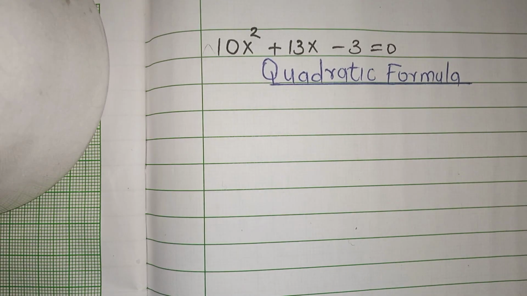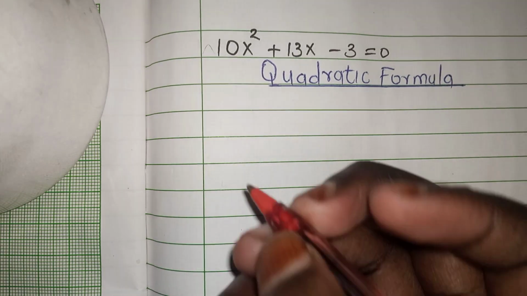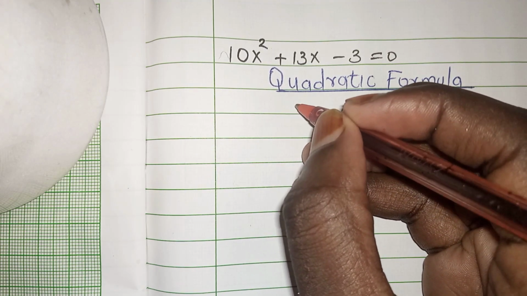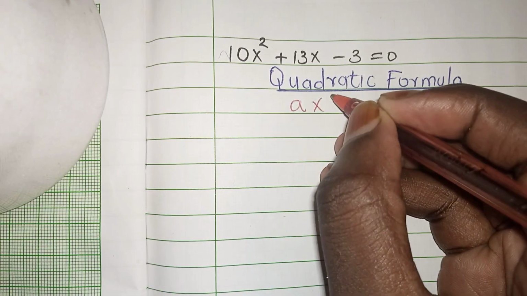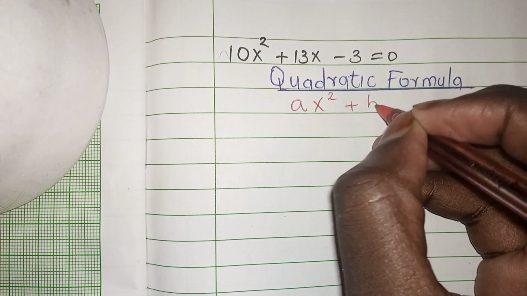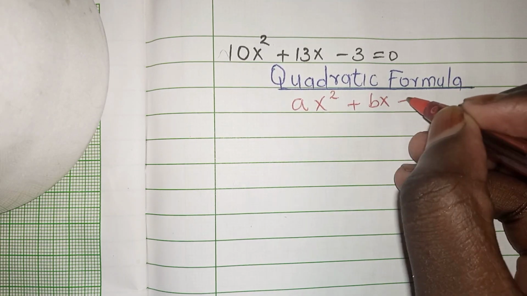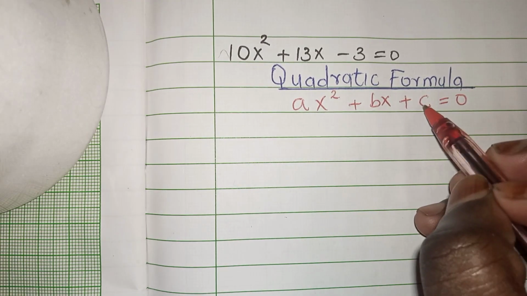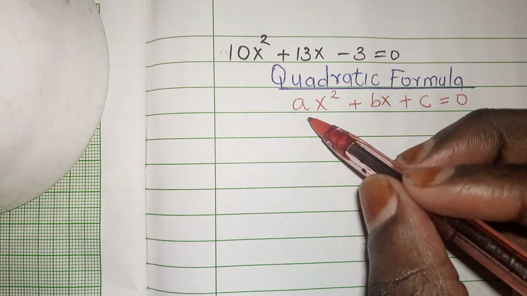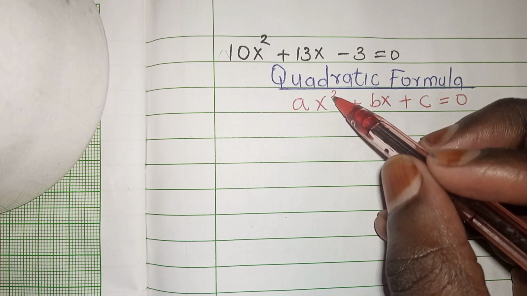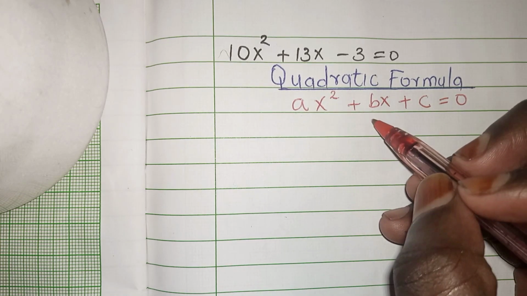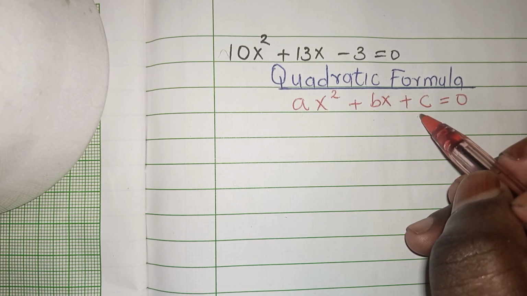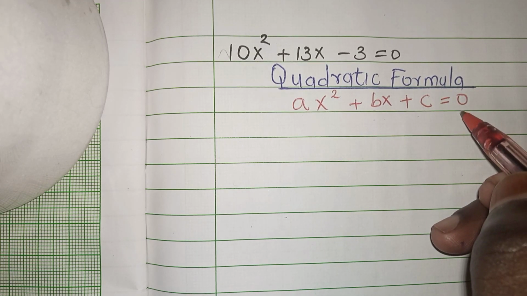And remember, quadratic equations are always in this form. This is the standard form for a quadratic equation: ax squared plus bx plus c is equal to 0, where a, b, and c are constants. So a is the coefficient of x squared, b is the coefficient of x, and c here is the constant. We always equate it to 0.